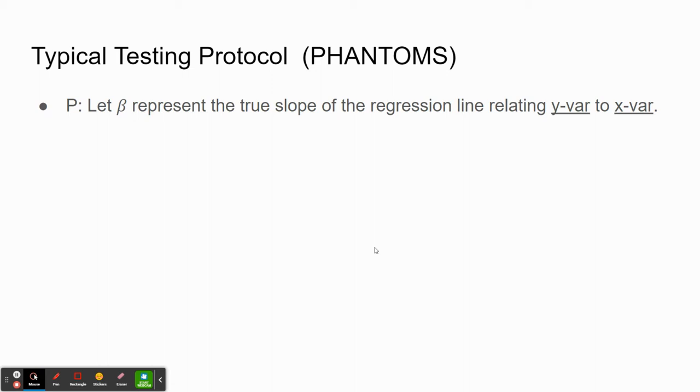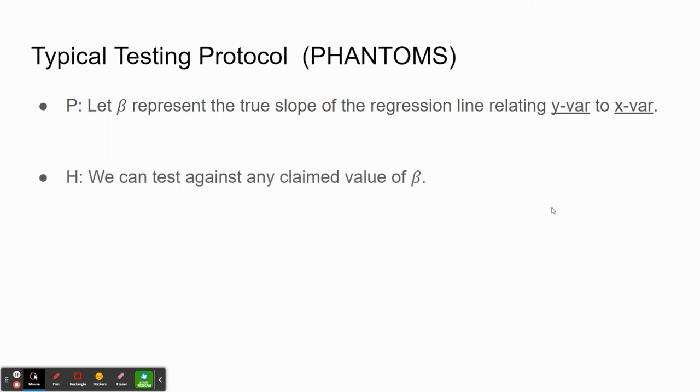So if we took the entire population, plotted their x and y, and did a regression on it, we would get beta as the slope. So we're not going to do anything with the y-intercept. We're just going to do the slope in this situation. And it's important to say that it's the regression line relating the y variable to the x variable when you make that statement.